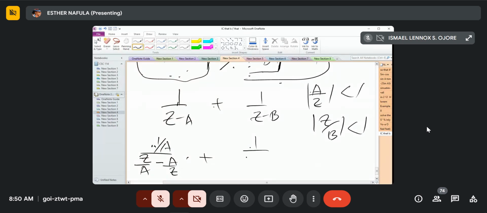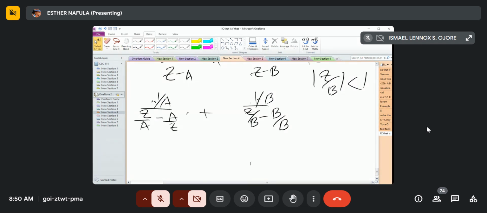So Z over B, we need a Z over B. We divide through by B. So 1 over B over Z over B minus B over B. We are having our A over Z appearing as well as our Z over B appearing. However, we do not have a 1 plus Z or 1 minus Z. So we have to do an extra step.